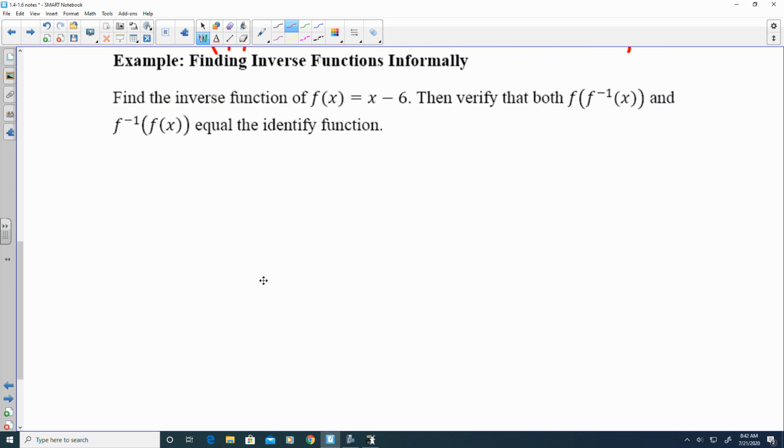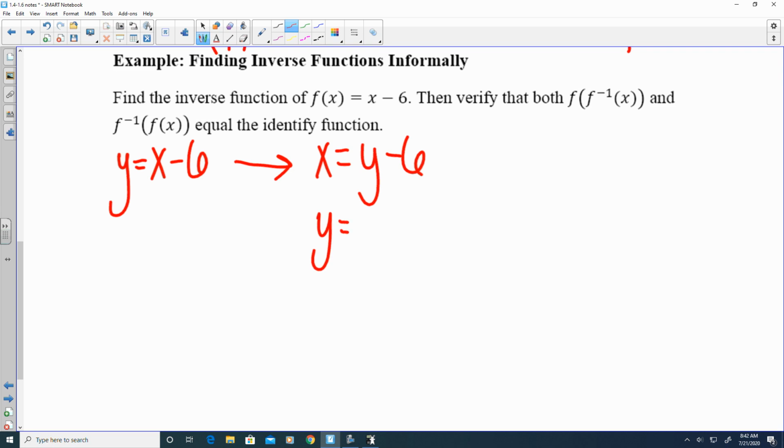Well, let's do it again. Find the inverse of x minus 6 and then verify that you have the identity function when you do the composition both ways. First step is to put y in instead of f of x and switch the variables. Get y by itself and change it to inverse notation.